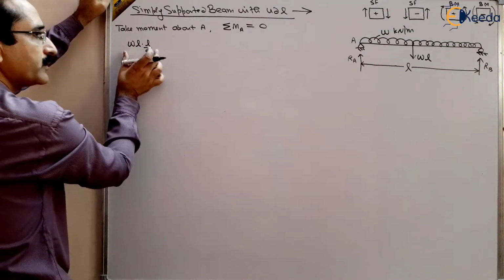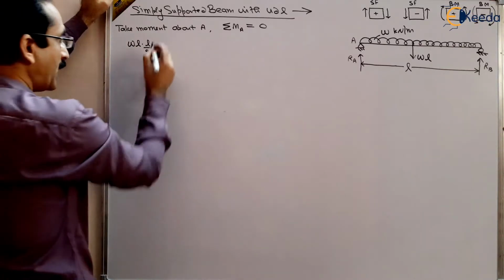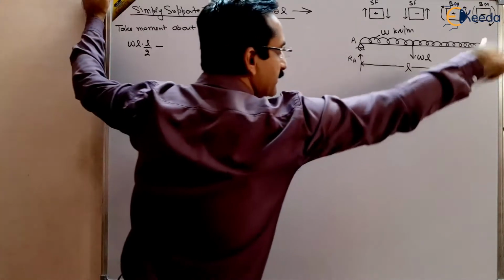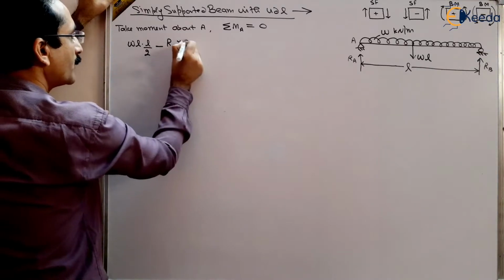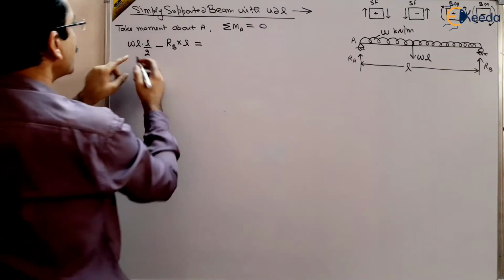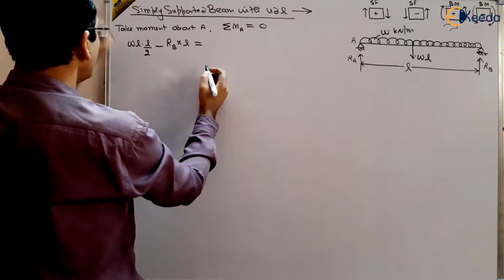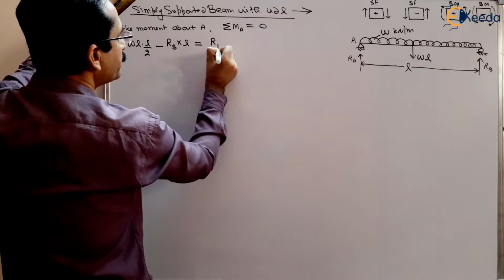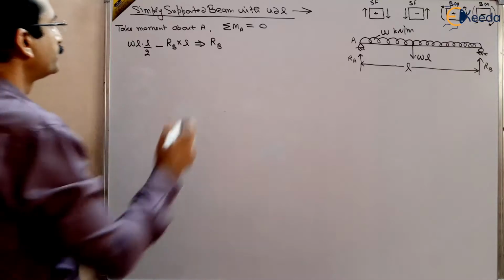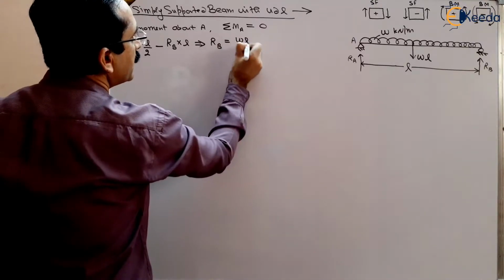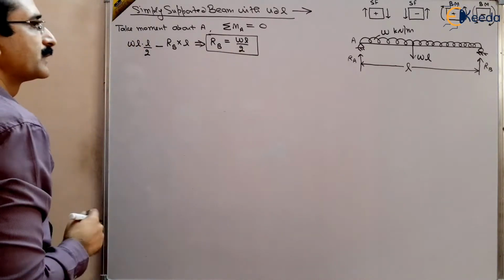This is the moment of the UDL, WL multiplied by L by 2, minus RB, which is anticlockwise, so RB multiplied by L, and that will be equal to 0. So you get WL square by 2 minus RBL, the L will cancel out, so you will get RB equal to WL by 2. This is the reaction at point B.